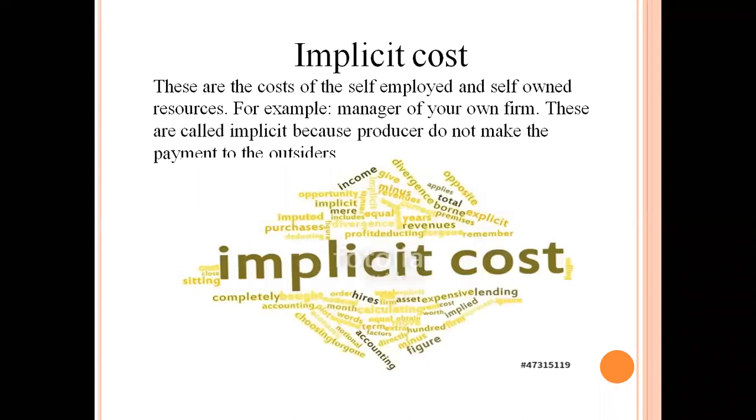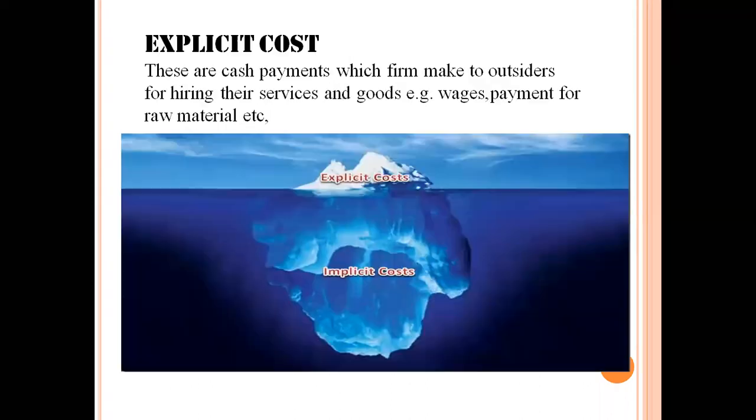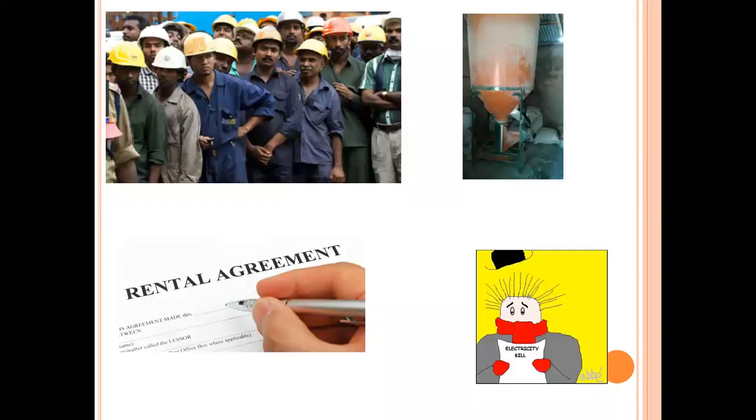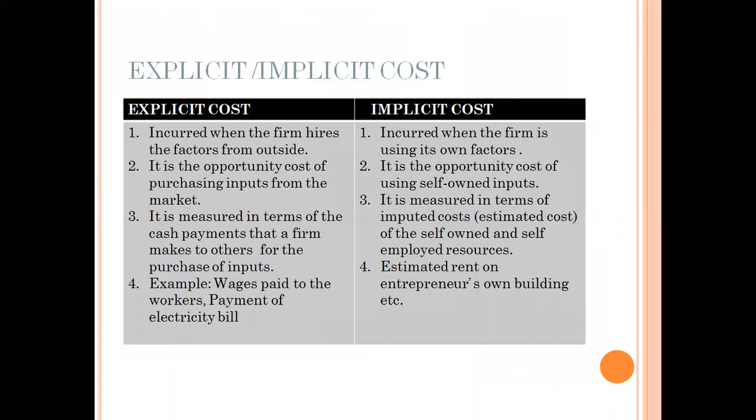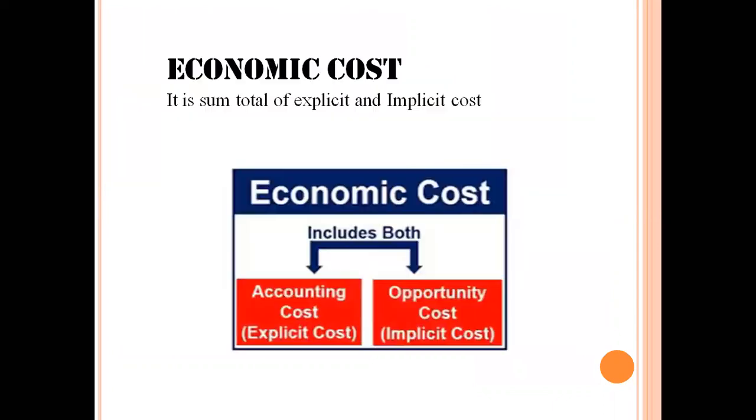Implicit cost, the cost which is incurred on self-owned resources, like working in your own plot of land. That means you are not paying the rent, or you are yourself working as a manager as well as the owner, which means you are not paying salary to the manager. Then explicit cost, the cost which is being made to outsiders. Then these are the various examples of explicit cost. Then we have studied the difference between both, and last is the economic cost. Economic cost means the sum total of explicit as well as implicit cost. I hope this is clear.